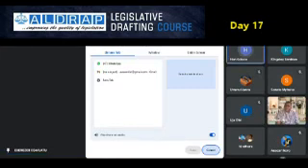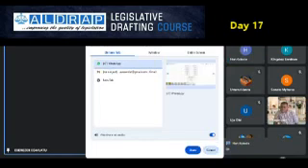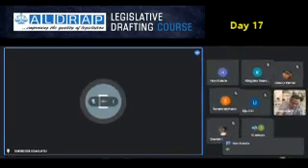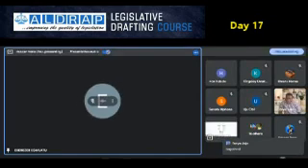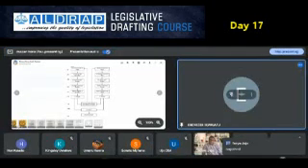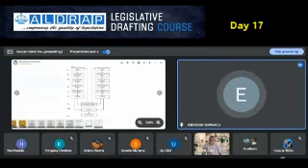Okay. Thank you, sir. So the House Committee, the 2 committees will take the bill, look at it clause by clause at the committee level. It is also at the committee level that the public hearing is done.